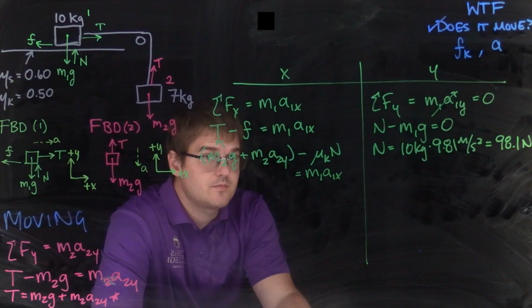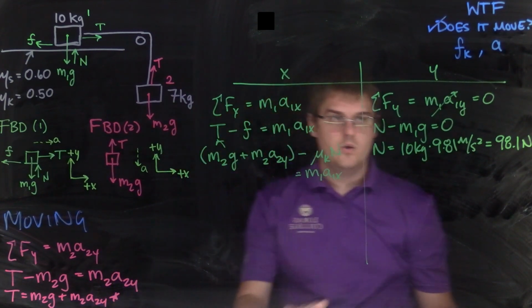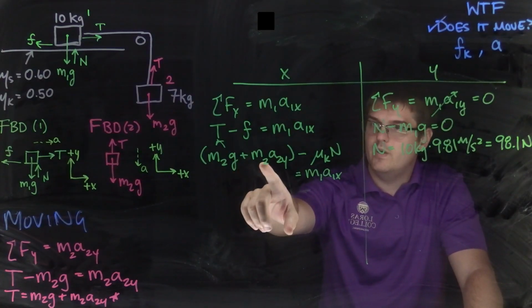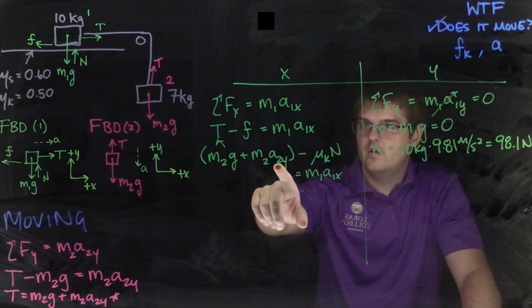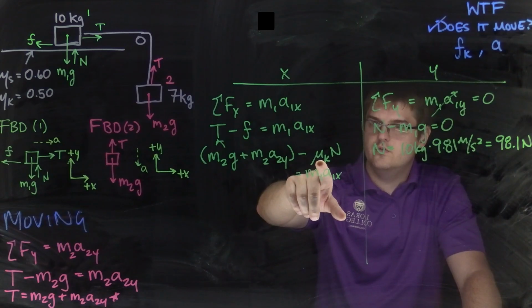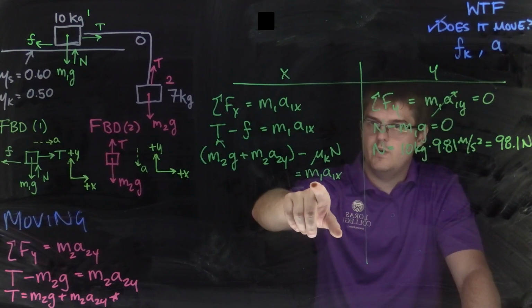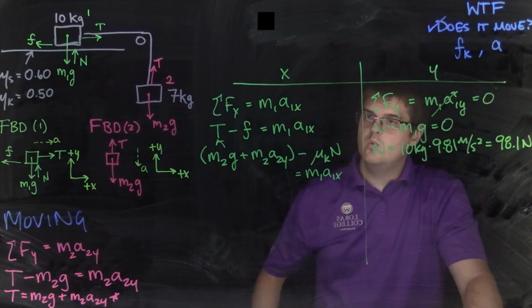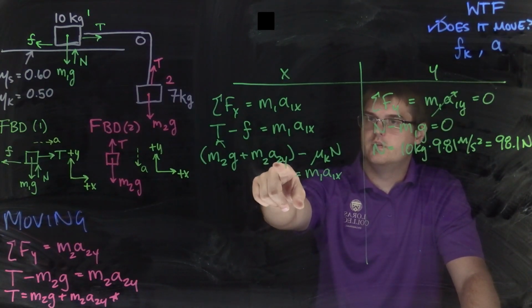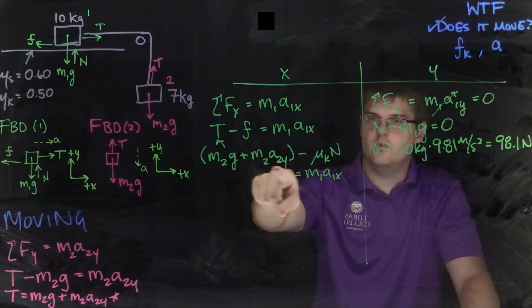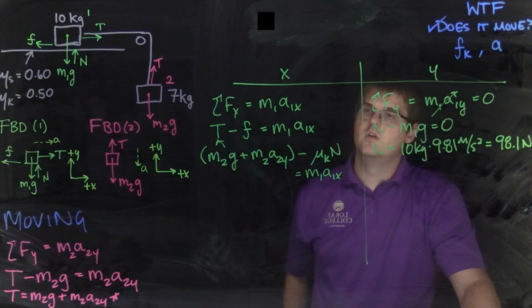And with this, what we're seeing is we have mass 2. We have gravity. We have mass 2. We want acceleration of 2 in the y. We have mu k. We have our normal force. We have our mass 1. We have our acceleration 1 in the x. We do not have either of these accelerations, though. Sorry. So we don't have acceleration 2 in the y. We don't have acceleration 1 in the x.